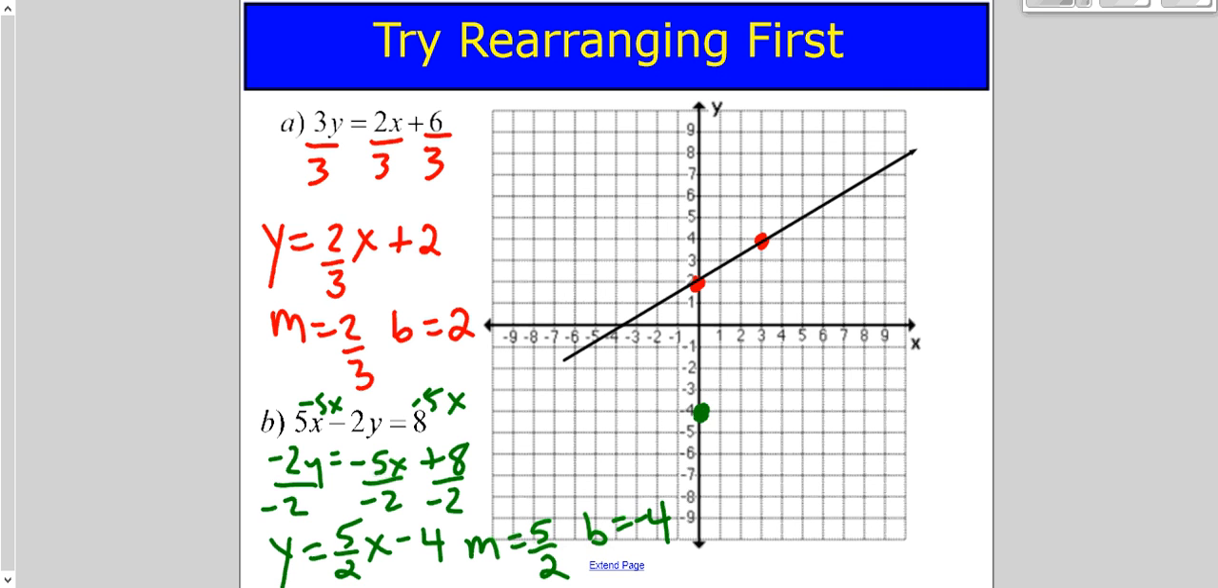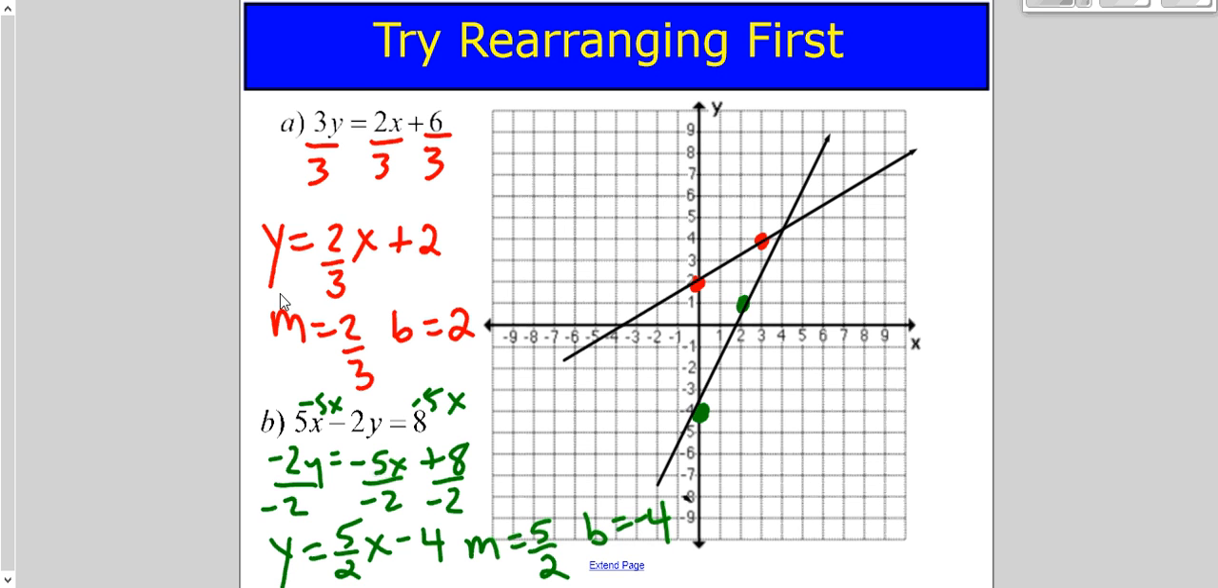So -4 is down here. My slope tells me I want to go up 5 and over 2, right there. And then I can draw my line that I totally missed. There we go. That's at least a little bit better. Okay.